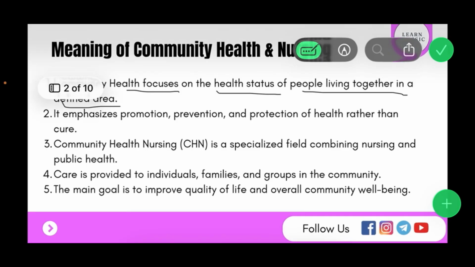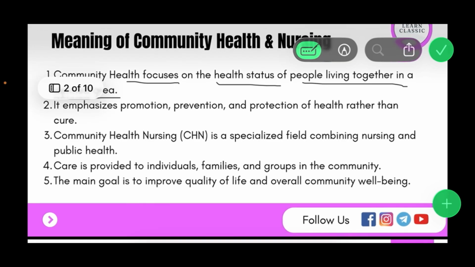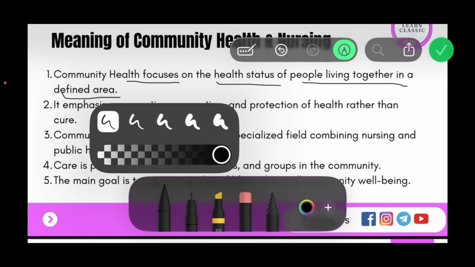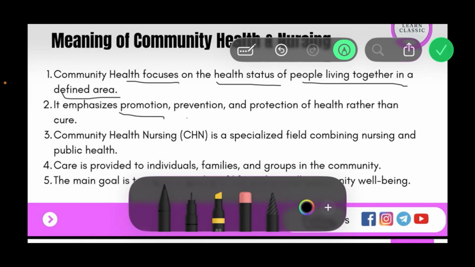Let me give you a real life example. Suppose people living in a village share the same water supply, school, health centers, markets, and cultural activities. Therefore, it is called a community in a definite area. So what does it do? It emphasizes promotion, prevention, and protection of health rather than cure.